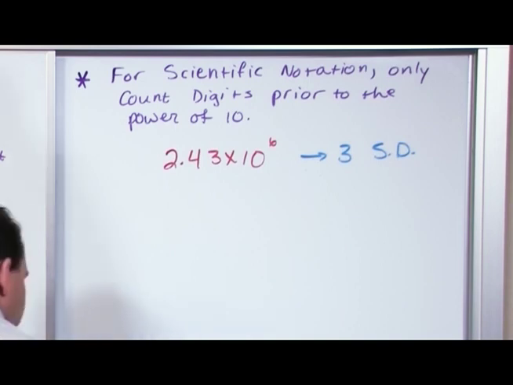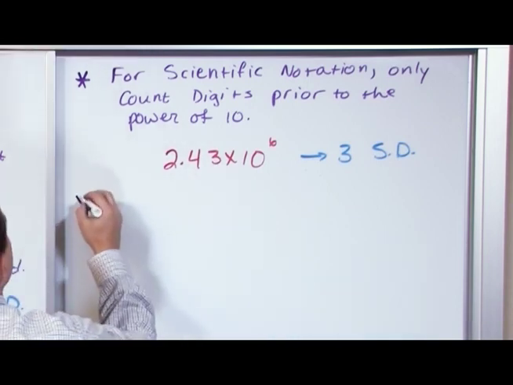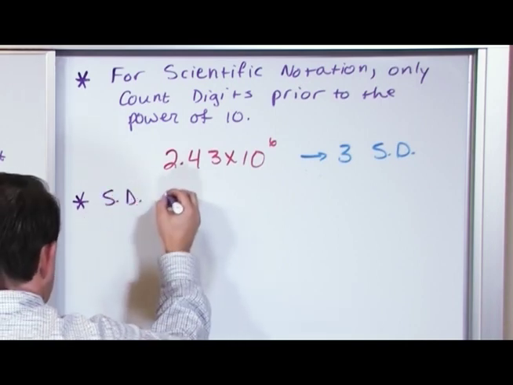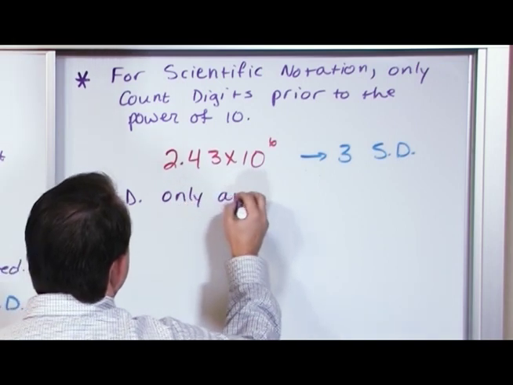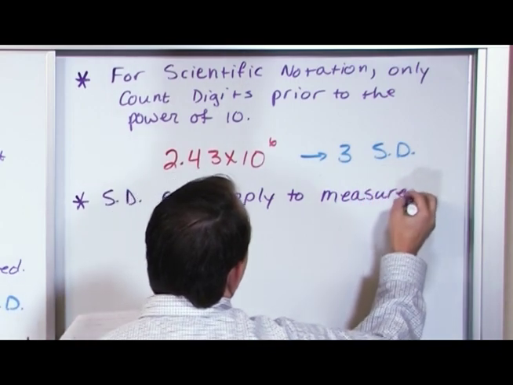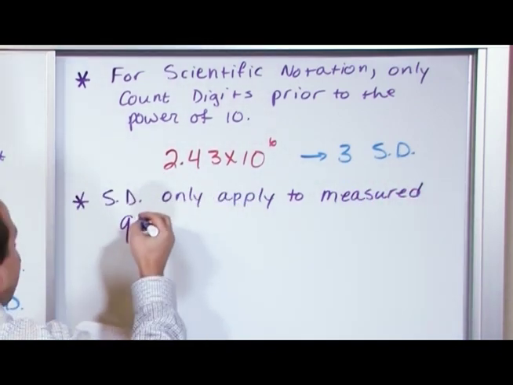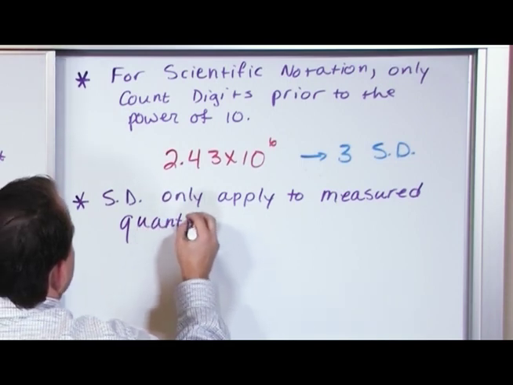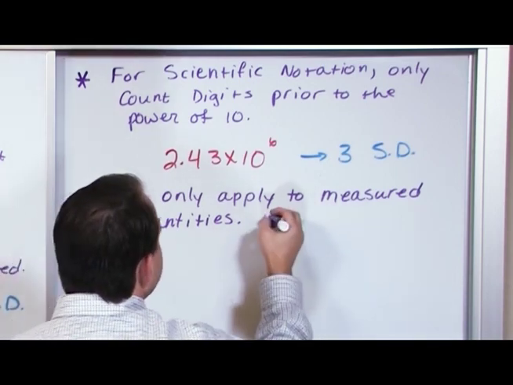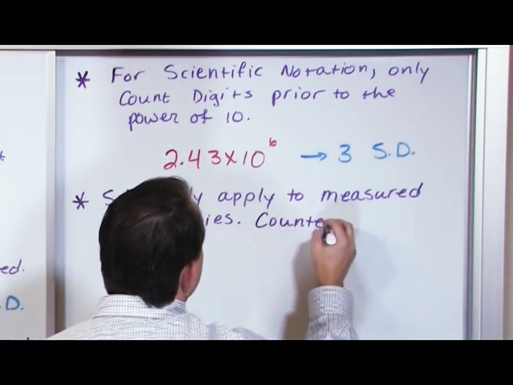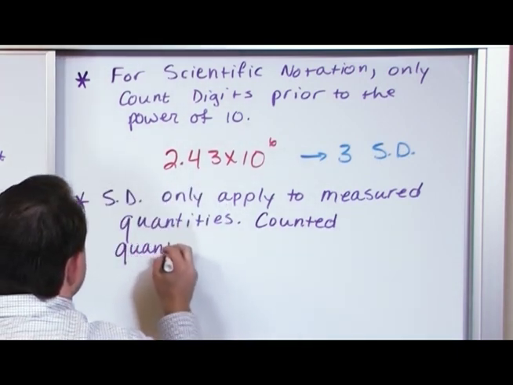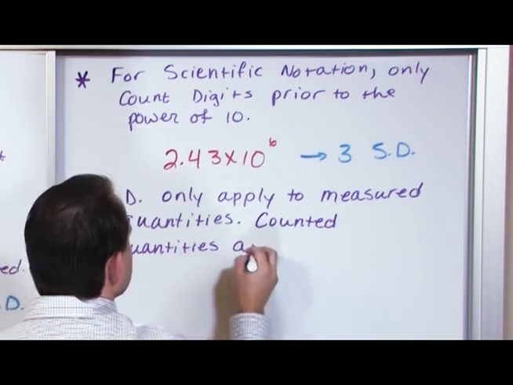All right. One more thing I want to talk about is the following. Significant digits only apply to measured quantities, because that's the whole point, right? Talking about measurement accuracy. And this is a very important sentence, so open your ears here: counted quantities are perfect.